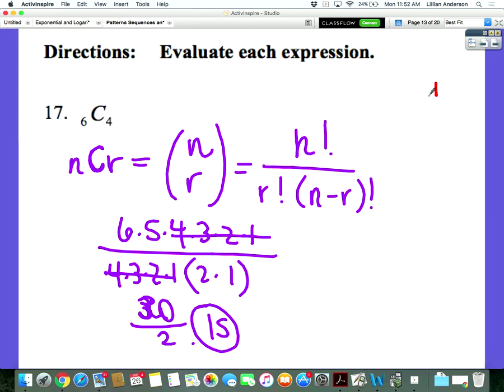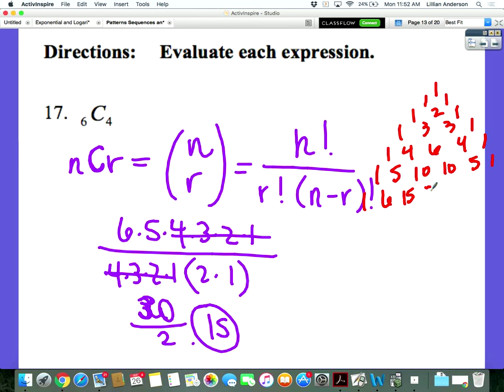This is also looking at the 6th row of your Pascal's triangle. Not saying that I will want any of you to do this, because it is going to be very time consuming, especially if it asks you for rows like 9 or something like that. So basically in NCR, N tells you what row you're in of your Pascal's triangle, and R tells you the spot.